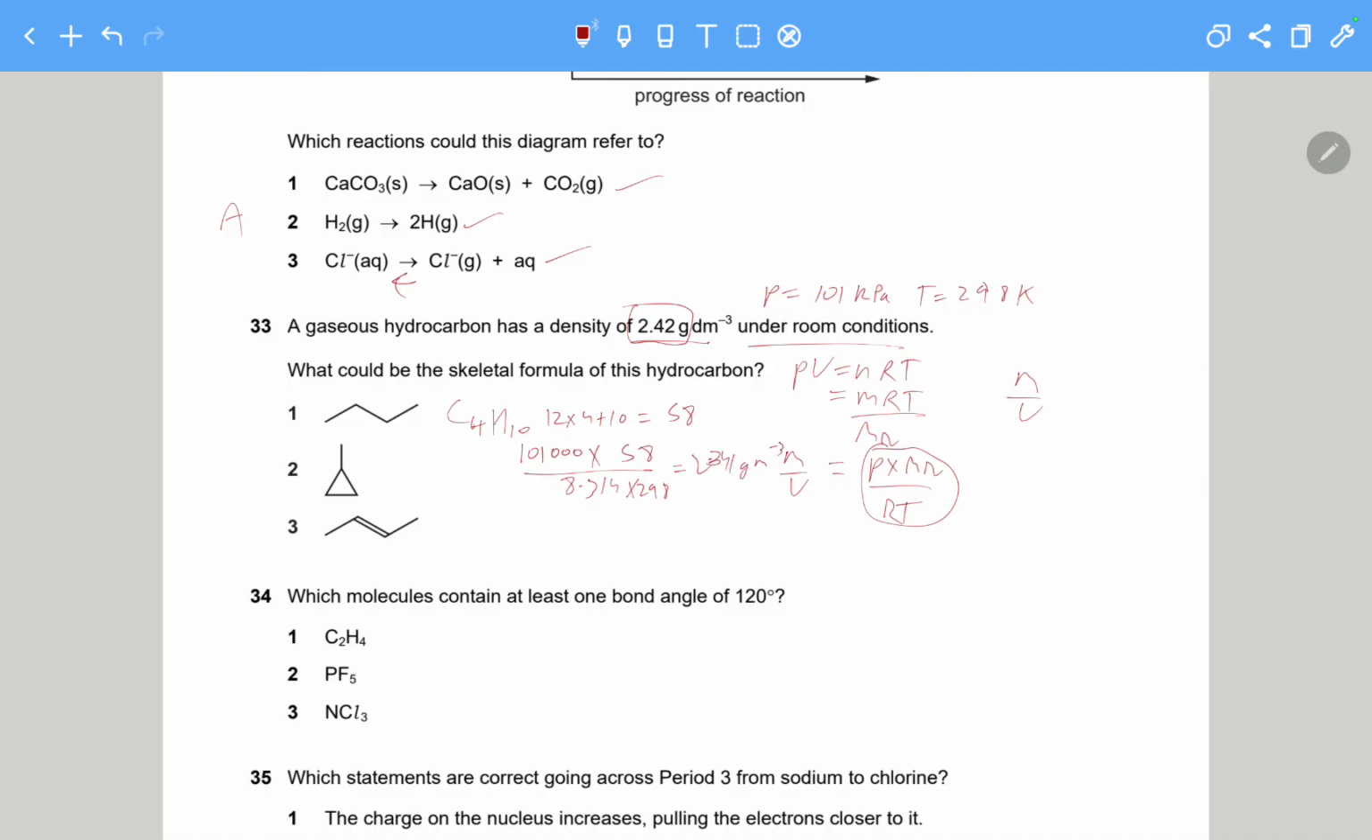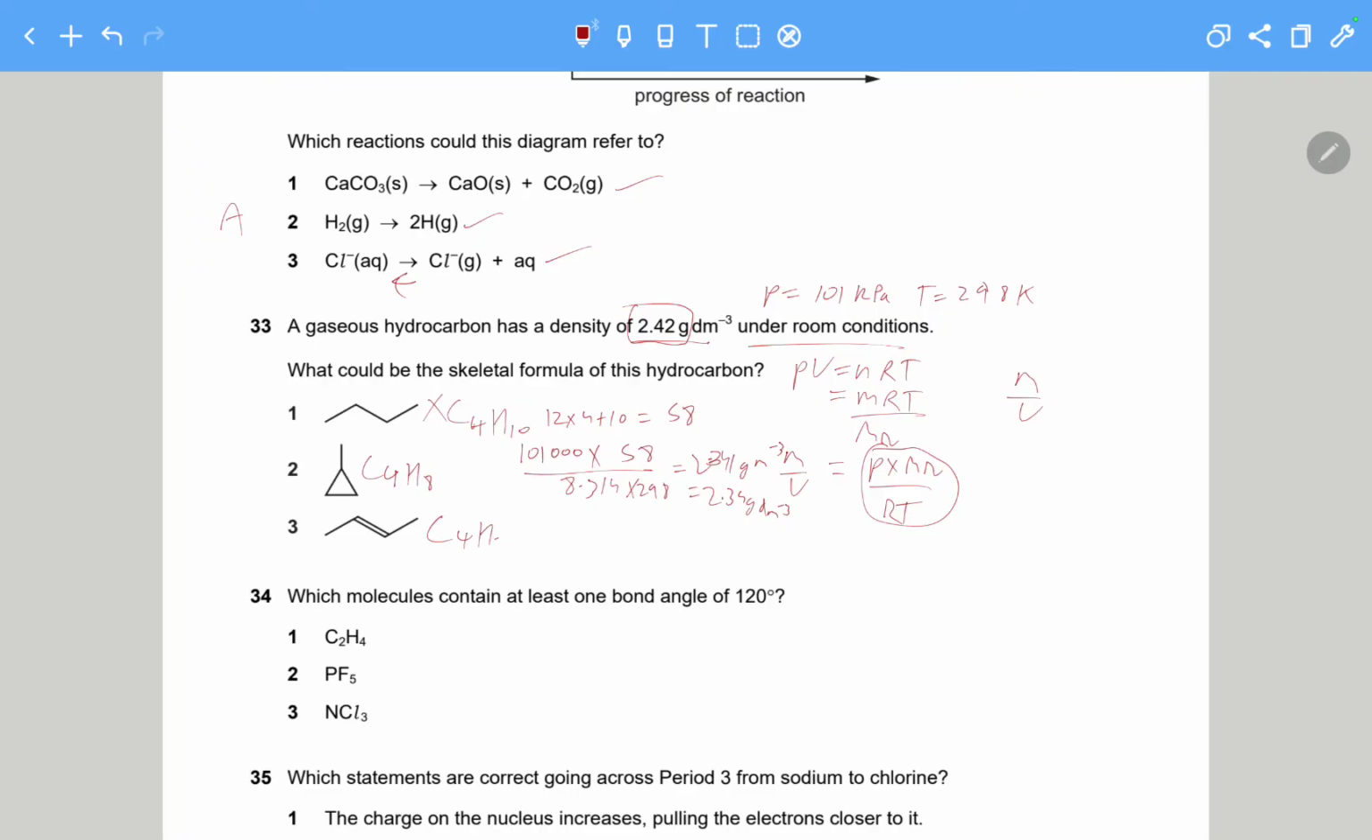So this is grams per meter cube, remember, because this equation uses SI units. So we have to convert it to gram per dm cube. It's 2341 gram per meter cube, so this will be equal to 2.34 grams per dm cube. And we want 2.42. We do not want 2.34. So 1 is wrong. Let's do the same for the second option, C4H8.